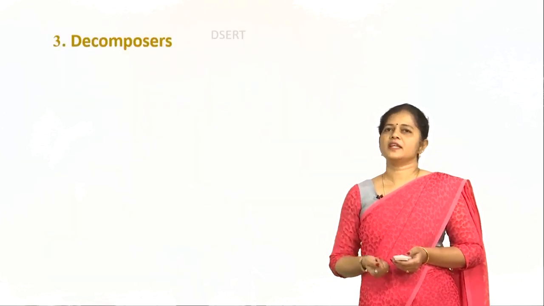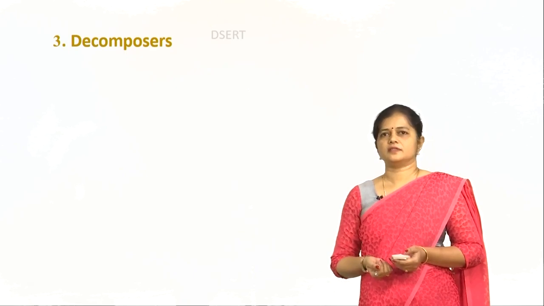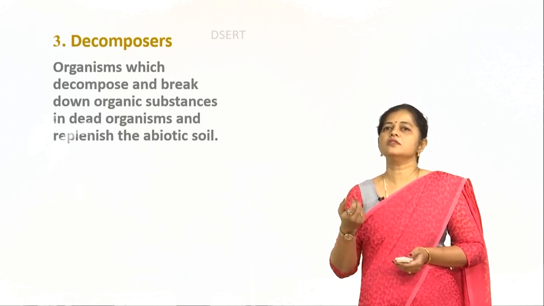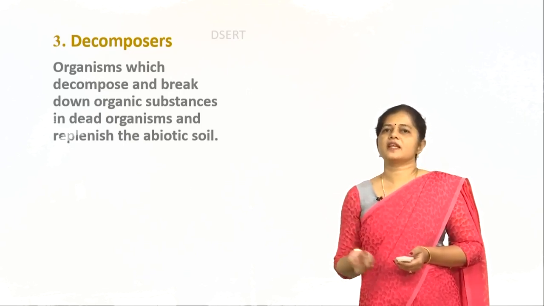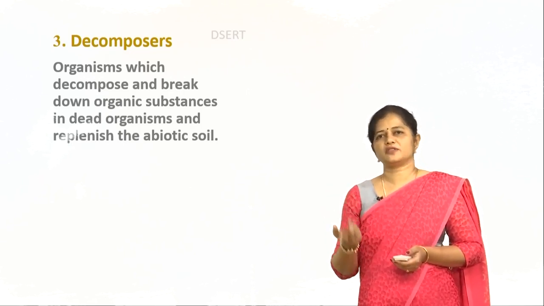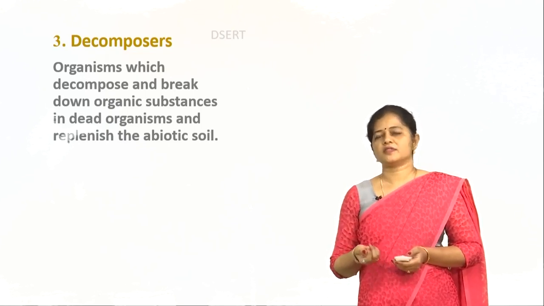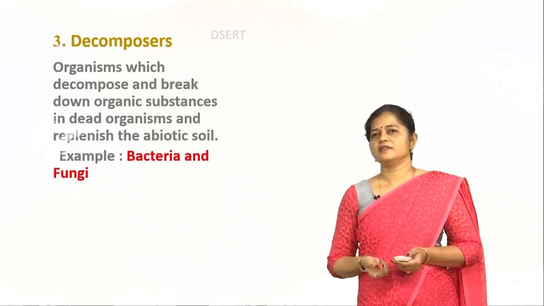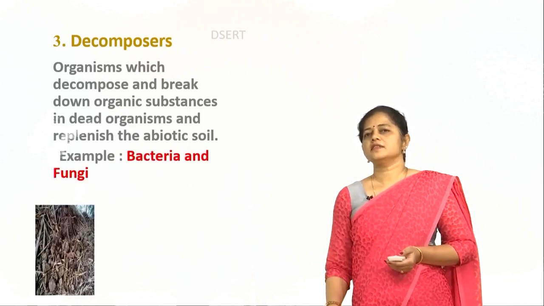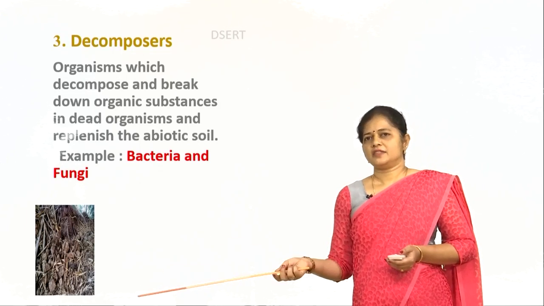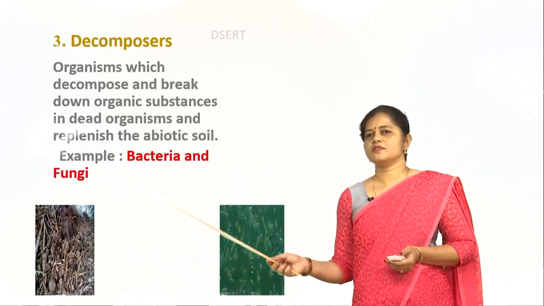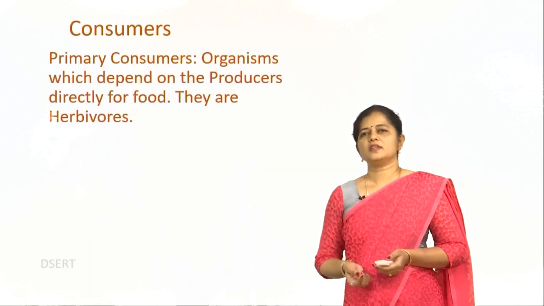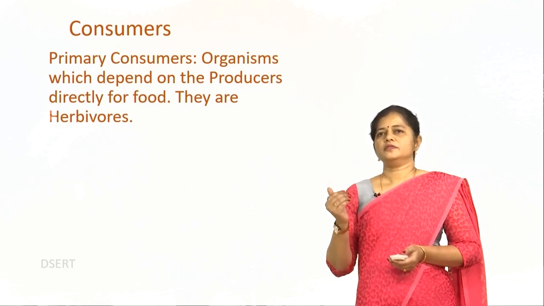And the third component are the decomposers. So now what are decomposers? These are organisms which decompose and break down organic substances in dead organisms and replenish the abiotic soil, and they are called decomposers. Now let's see a few examples of decomposers: bacteria and fungi. Now you can see this is the dead decaying matter, which will be decomposed by the bacteria and the fungi. The consumers are of three kinds.